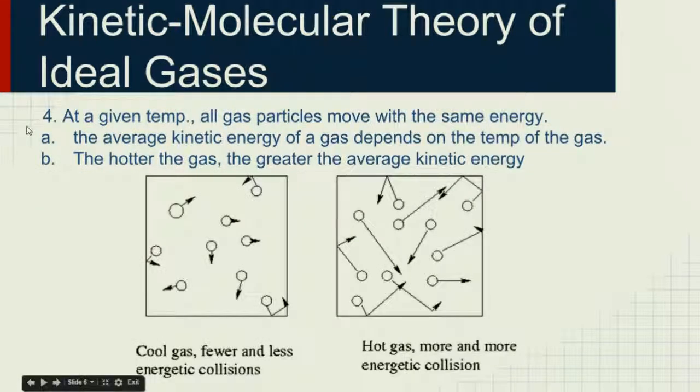Fourth assumption, at a given temperature, all gas particles are moving with the same energy. And that energy, that average kinetic, is dependent upon the temperature. So a cool gas here, they're moving around still because, again, everything is at constant motion. But then as we crank up the heat, you get more energy, which means we get more collisions with each other and more collisions with the wall. And those collisions have more energy as well. So there's more energy. There's more force as they hit the wall. So the hotter the gas, the greater the average kinetic.